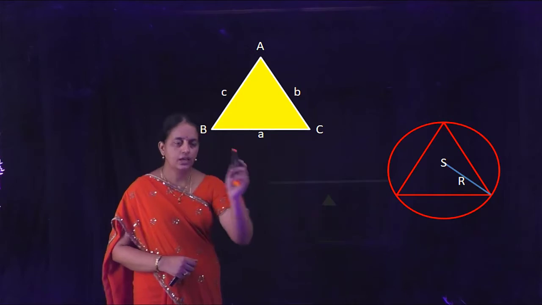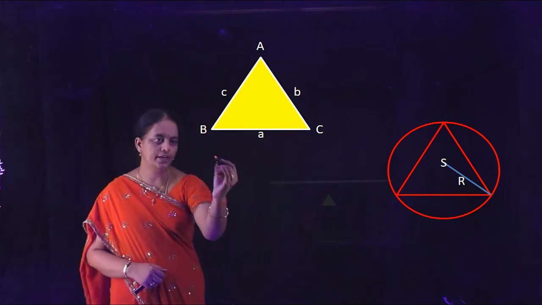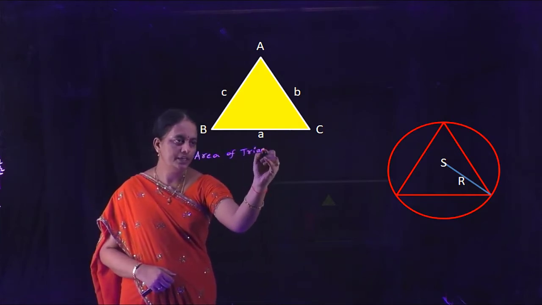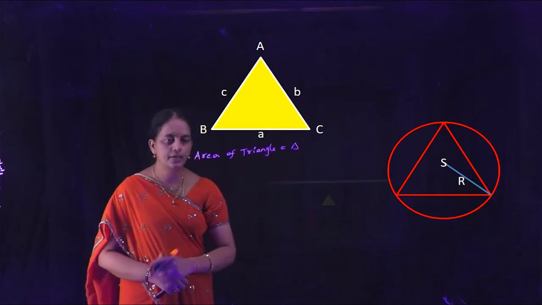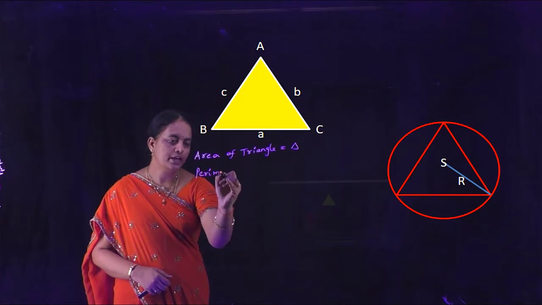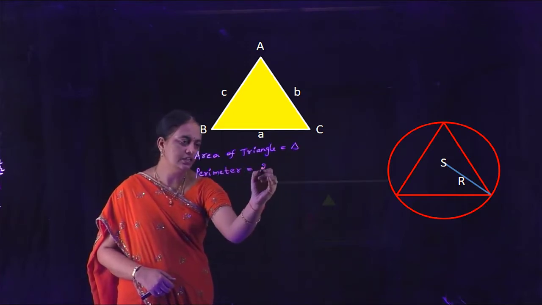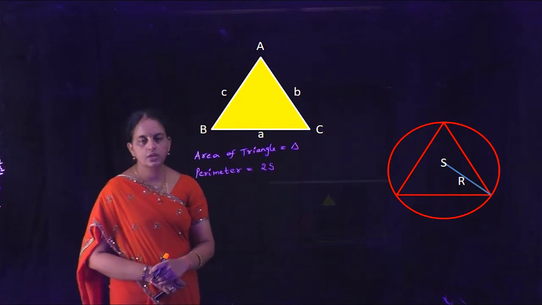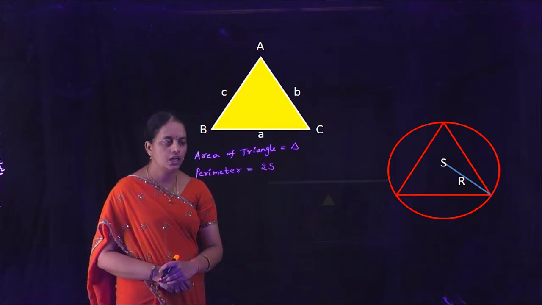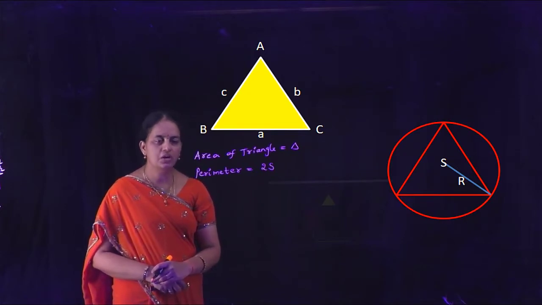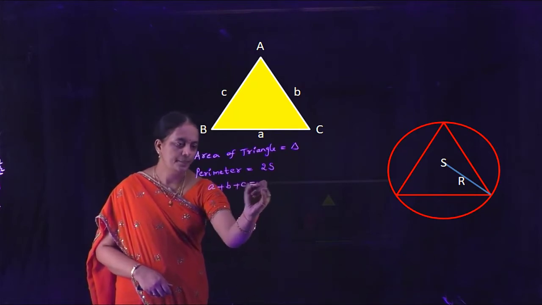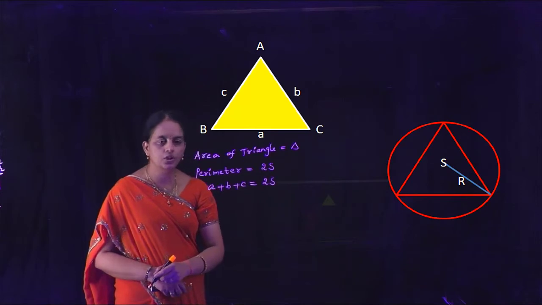Here the area of the triangle is denoted by delta, and the perimeter of the triangle is denoted by 2s. Perimeter of any closed figure is the sum of all sides. Here also the perimeter of the triangle is the sum of all sides, that means a plus b plus c. So perimeter of triangle a plus b plus c equals 2s.